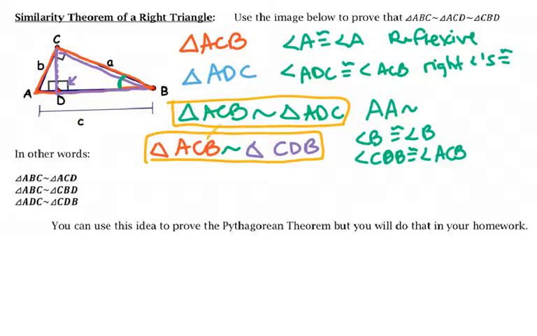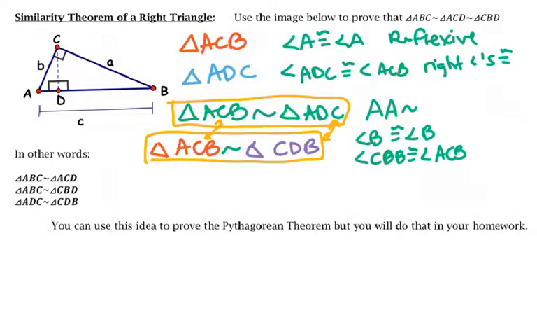Now if ACB is similar to both of those, then these have to be similar to each other as well. So we've got three triangles that are similar to each other within this one picture. All three of these triangles are similar to each other. Now if triangles are similar, then the ratio of their sides is equal in proportion. So let's write some ratios about the sides.